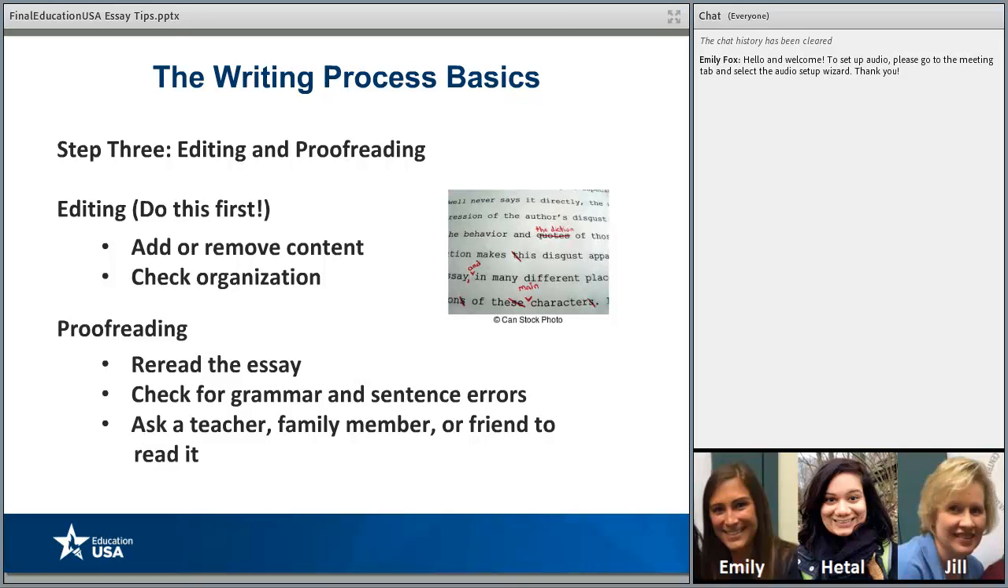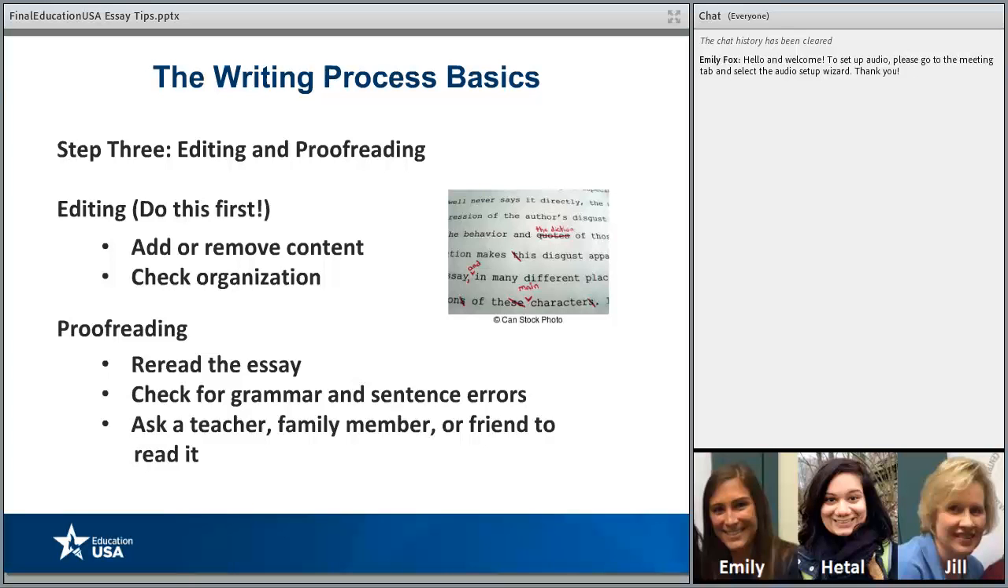We have you do this kind of thing first because let's say you check for spelling errors and you spend an hour in a paragraph looking at spelling errors. But then you're going back and you're reading it and you realize, wait a minute, this paragraph doesn't really have anything to do with my essay. And then you have to take it out. Well, now you've wasted an entire hour on checking spelling errors for a paragraph that you took out. So look at your content first.